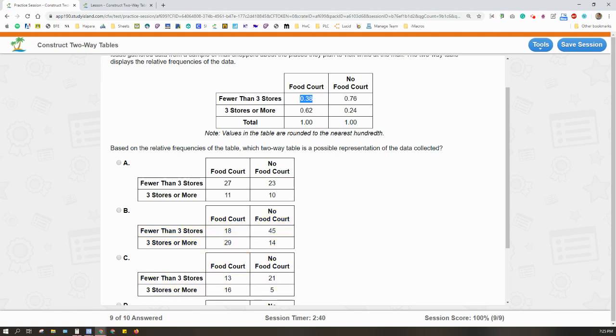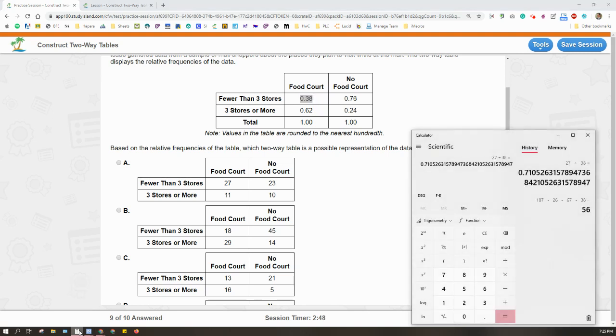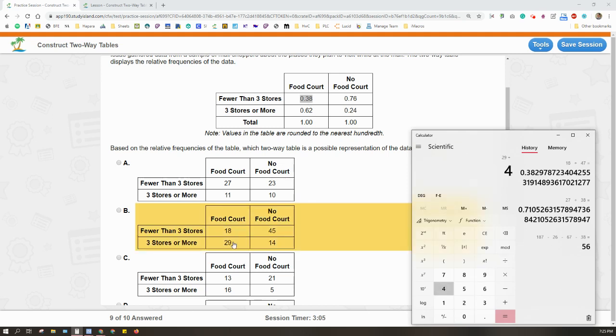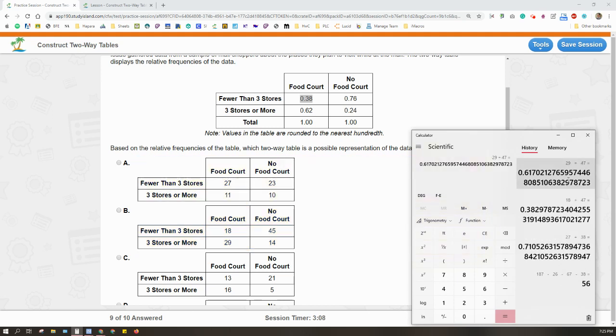Table B. 18 right here plus 29. That gives us a total of 47. So what is 18 out of 47? 18 out of 47 is 0.3829. That rounds to 0.38 if we're rounding to the nearest hundredth or the nearest percent, which is 38%, and that's what we want. Let's check 29 now. 29 out of 47 obviously has to be the 62% because they have to add up to 100%. So 0.62 if you round to the nearest hundredth, because 0.617 rounds to 0.62.